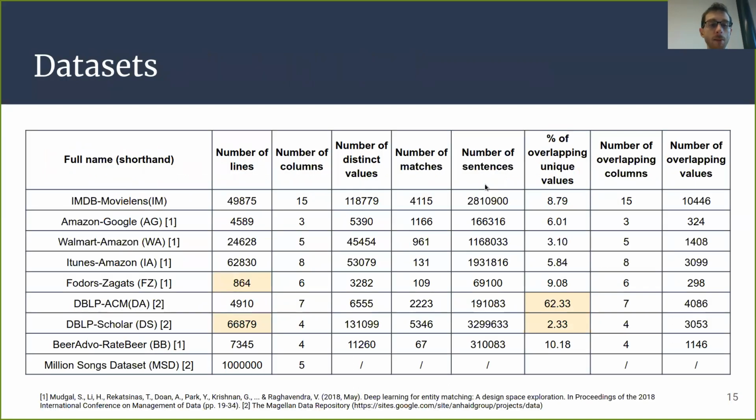To conduct the experiment, we gathered a number of datasets from the sources reported at the bottom of the slide. We also constructed the IMDb MovieLens dataset starting from open data. The highlighted cells are meant to show the wide range in sizes and percentage of overlapping values. Indeed, MD is very robust to those statistics and can perform well even when the overlap is quite small.